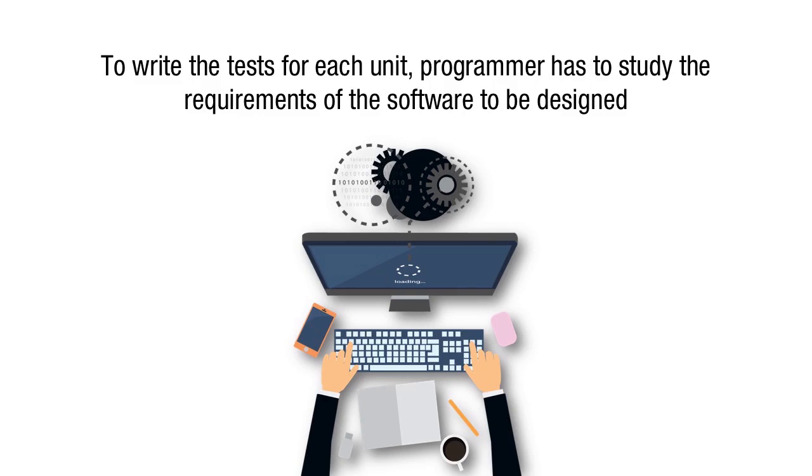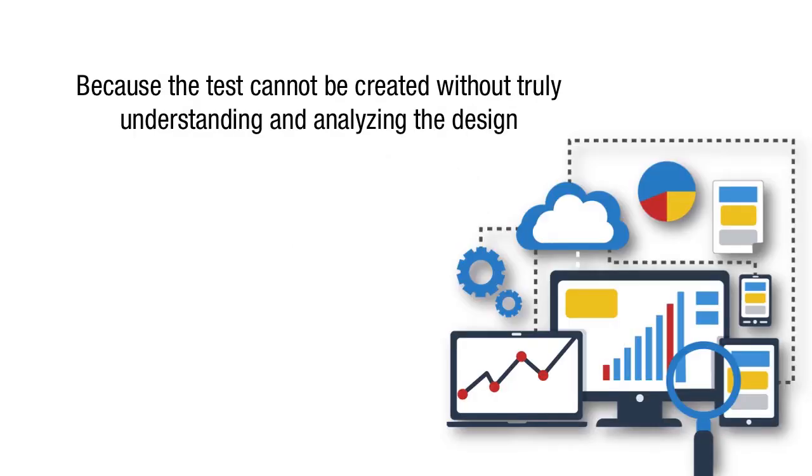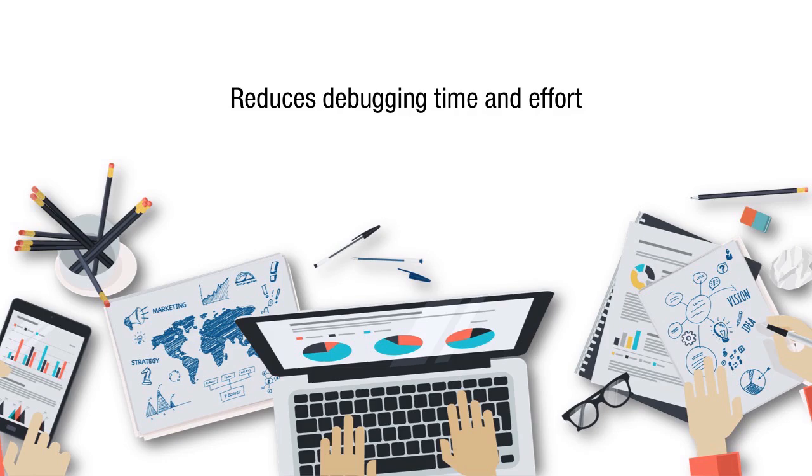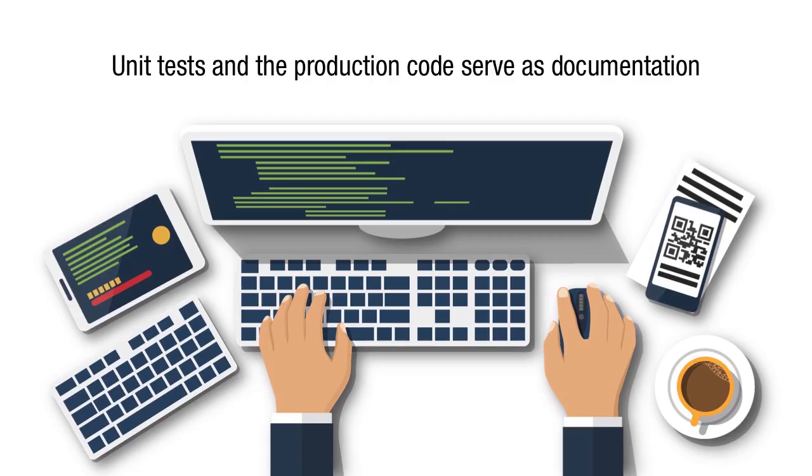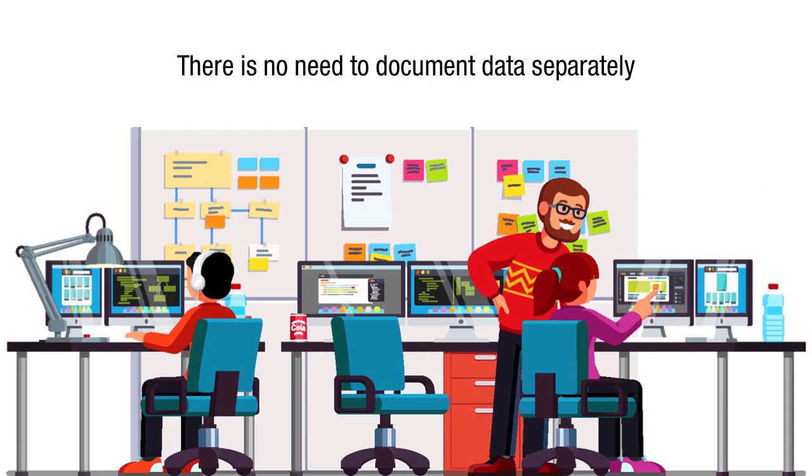Reduced debugging time. To write the tests for each unit, the programmer has to study the requirements of the software to be designed, because the tests cannot be created without truly understanding and analyzing the design. This ensures better design and reduces debugging time and effort. Easy documentation. The unit tests and the production code serve as documentation, so there's no need to document data separately.